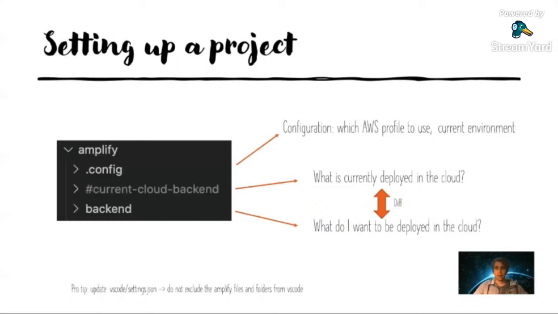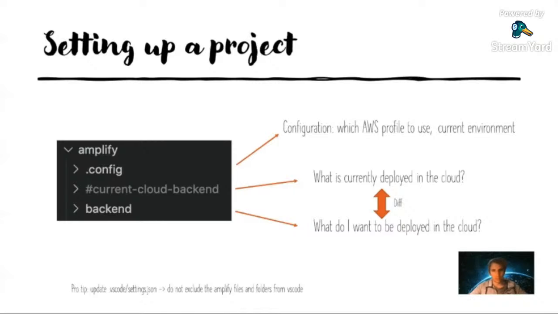Now, when you do this, and this is interesting, an Amplify folder will be generated, and this Amplify folder contains some subdirectories, of which we see 3 over here. We see the .conf directory, and this directory actually contains some configuration for the current environment, but also for the other environments, telling Amplify which profile and thereby which credential to use for which environment. And then we have 2 directories regarding our backend. We see the current cloud backend directory and we see the backend directory.